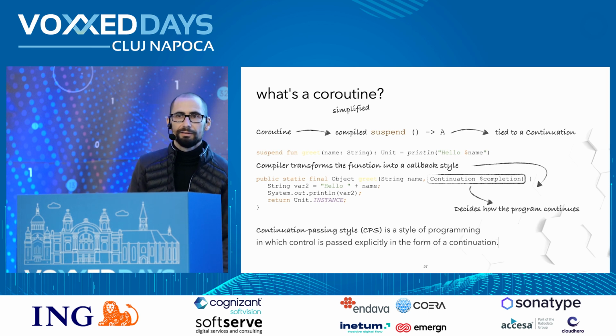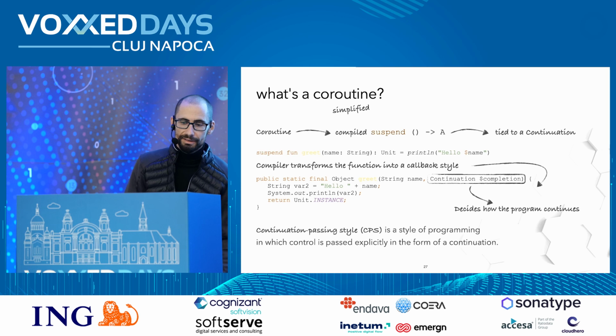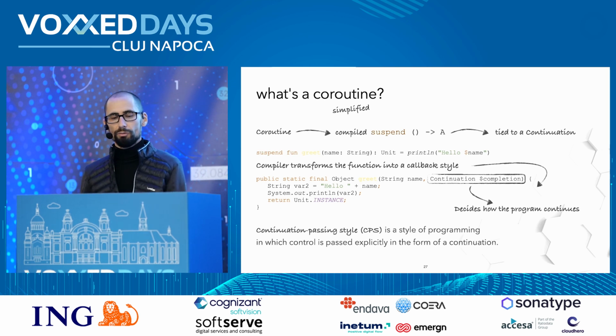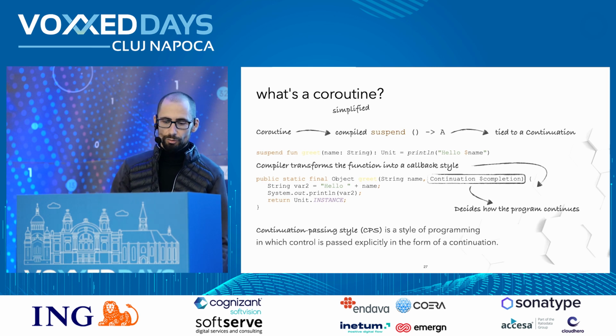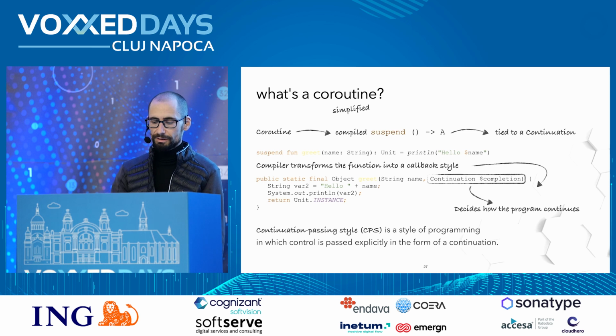In more technical programming terms, this is called CPS, or continuation passing style, which, as I've said, is a style of programming in which a continuation decides how the program continues, so a callback. Think of it as callbacks.